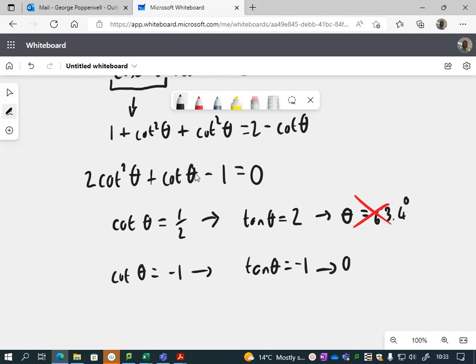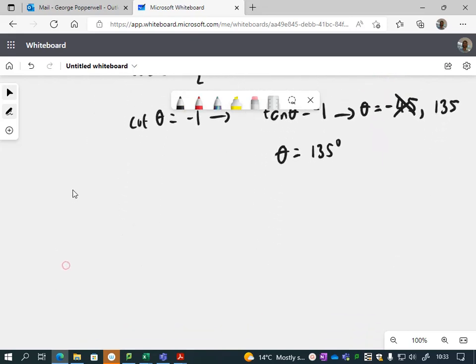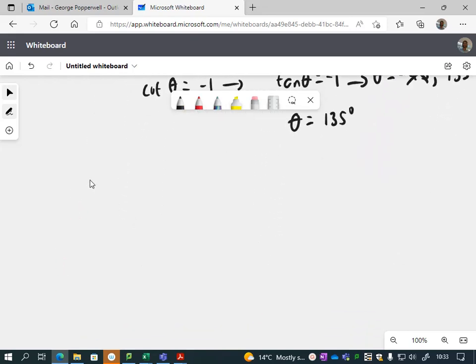This one, I get theta is equal to -45, which isn't in the range I want. However, if I add 180 to that, I get 135, which is in the range I want. Theta is equal to 135 degrees is actually the only answer for that in the range that we're asked to find those answers. So there we go. That is question N8 done.